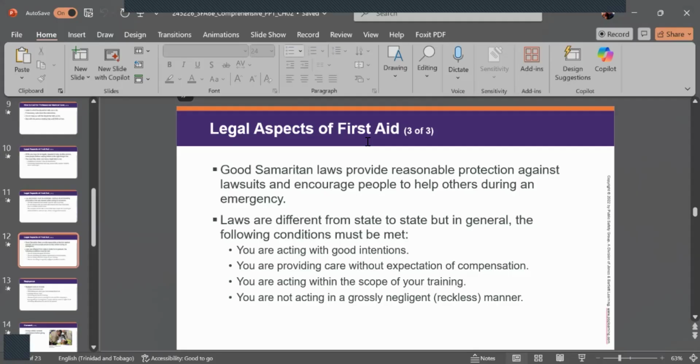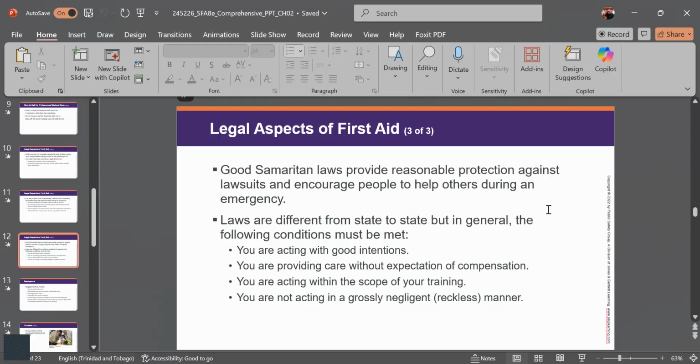Okay, so you're providing care, and at the end of it, we don't expect you to tell the patient, yeah, that'll cost you 100, or that'll cost you 500, or that'll cost you 1,000. No, you're providing care on a voluntary basis. You are acting within the scope of your training, whatever training you have. So Nigel will teach you, all right, for choking, this is what you do, for a bleed, this is what you do, and these things, right?